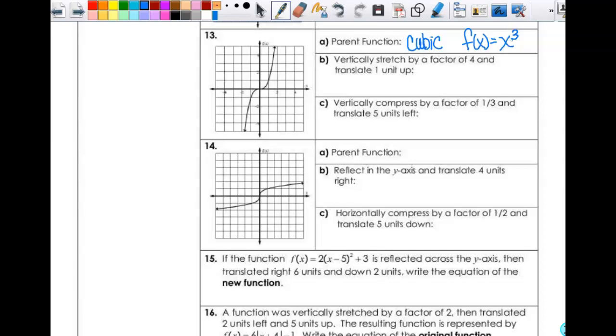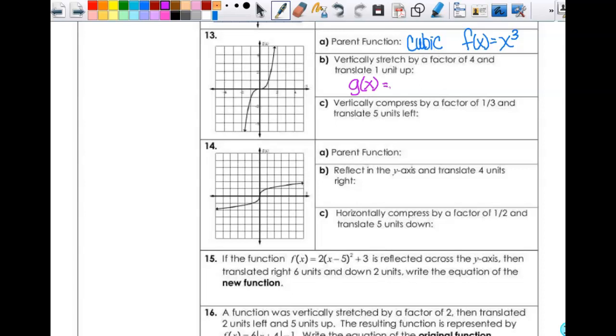So we're doing the opposite of what we just did. We had a function, and we figured out what the transformations are. Here, they're giving us the transformation, and we have to write the equation. So if we take that f of x, and then we vertically stretch it by a factor of 4 and translate it 1 unit up, we'll have a new one. Since it's a new one, I'm going to call it g of x, because I don't want to call it f of x again. If it is vertically stretched, that means I'm going to have to multiply something.